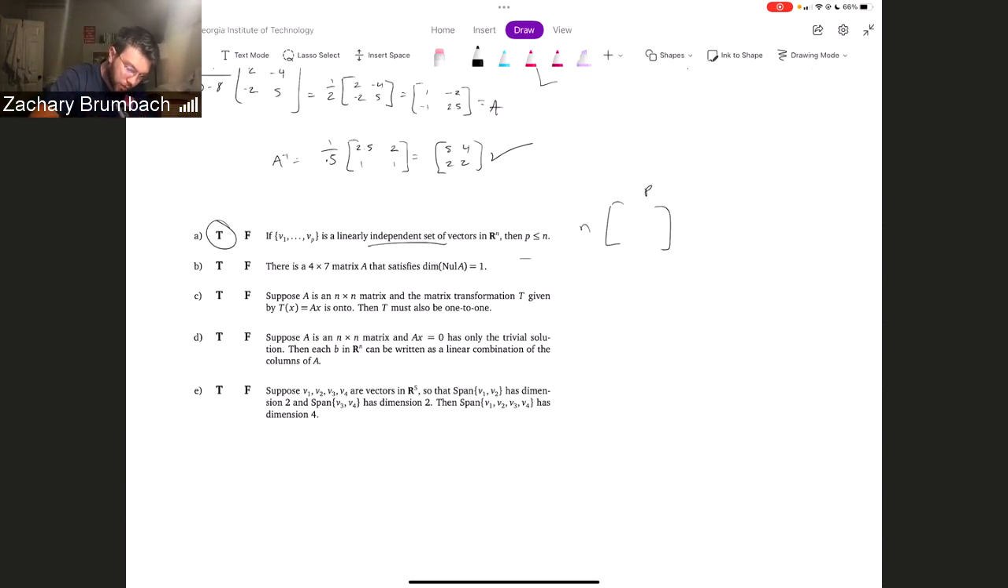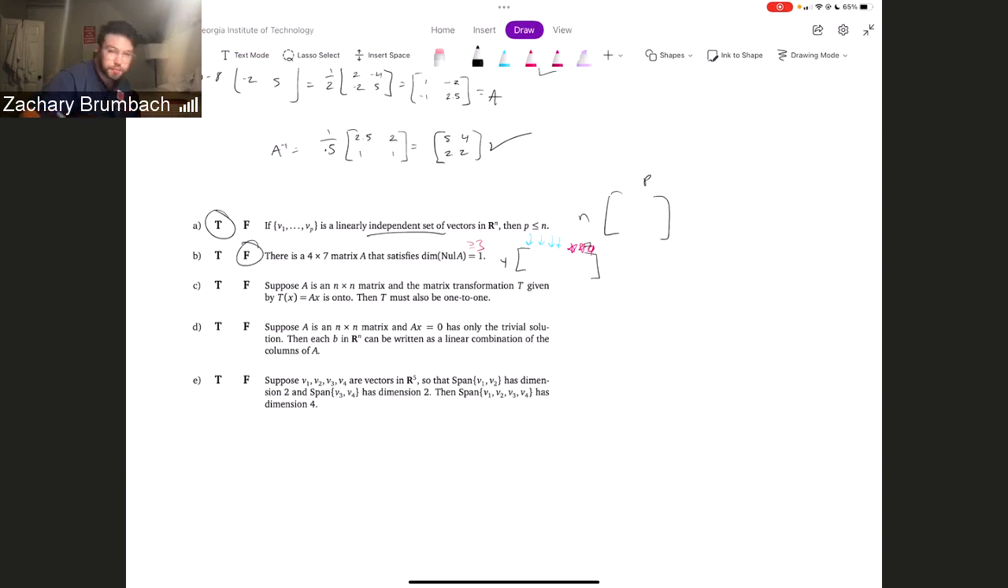There is a 4x7 matrix that satisfies dimension of null space equals 1. So how many pivots can we have at most? I'm going to post this recording in an announcement. We're going to have 4 pivots at most, right? Our number of rows is more limiting. So we're always going to have at least 3 free variables, so the dimension of our null space has to be at least 3. All right, so this one is false. And if you have questions on this, please stop me, turn on your mic, just ask questions.